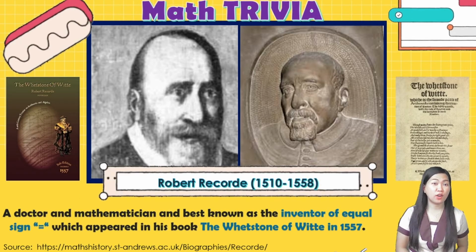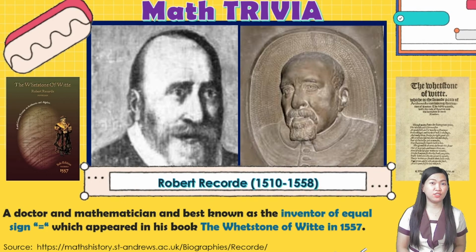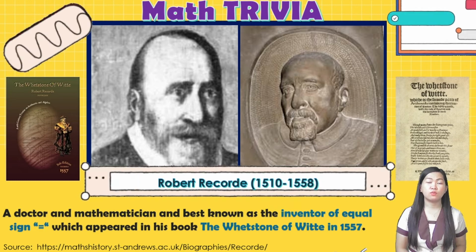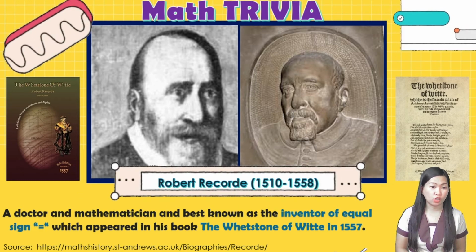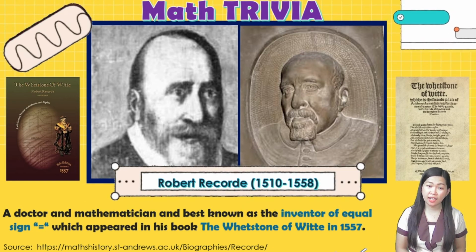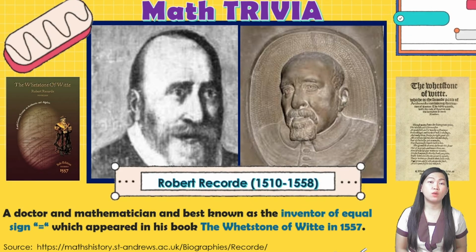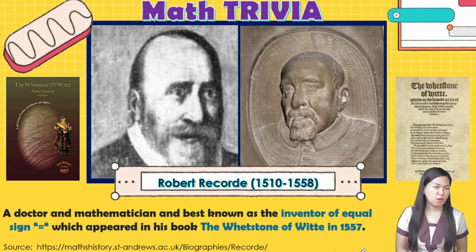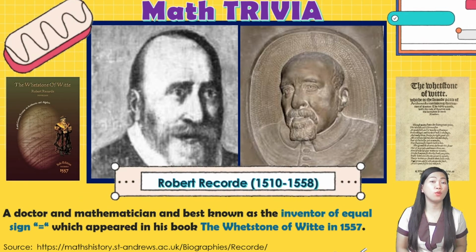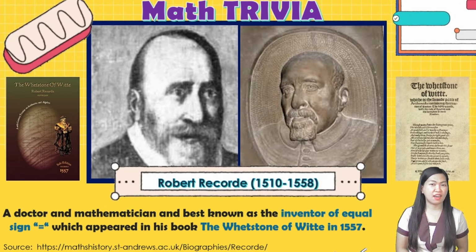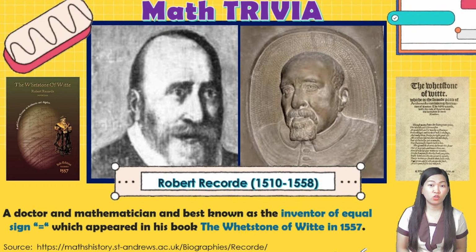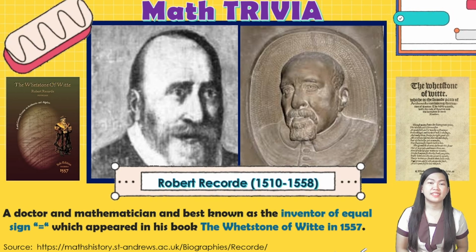I want to share with you a math trivia. Did you know that Robert Recorde, 1510 to 1558, was a doctor and mathematician, and he was the inventor of the equal sign? Did you know that? It appeared in his book entitled The Whetstone of Wit in 1557. So always remember again that Robert Recorde was the inventor or the father of the equal sign.